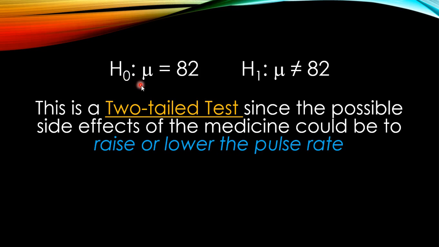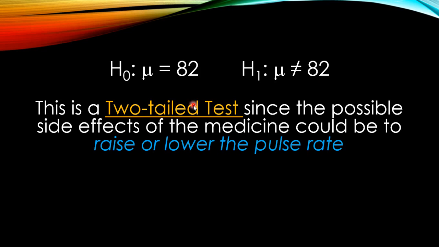So, null hypothesis is mu is equal to 82. Ibig sabihin, yung pulse rate ng mga pasyente after taking the medicine ay wala ang pinagkaiba sa average pulse rate ng population. Samantalang sa alternative hypothesis, mu is not equal to 82. Ibig sabihin, merong kaibahan yung pulse rate ng mga pasyente na nag-take ng medicine kumpara sa pulse rate ng population.